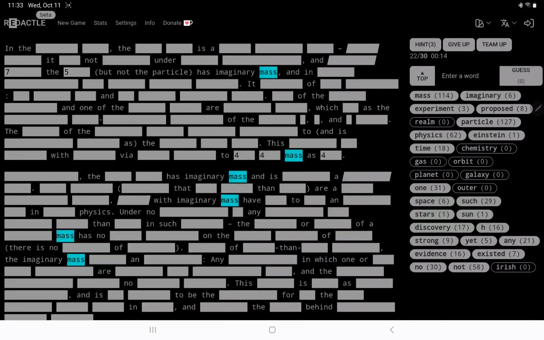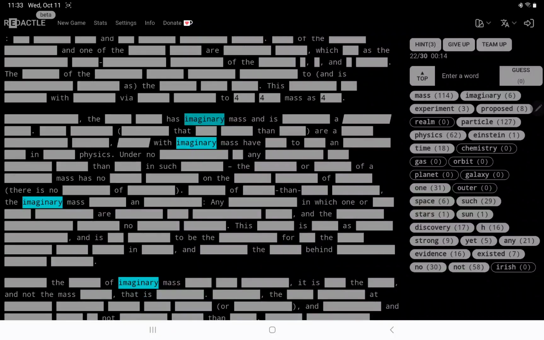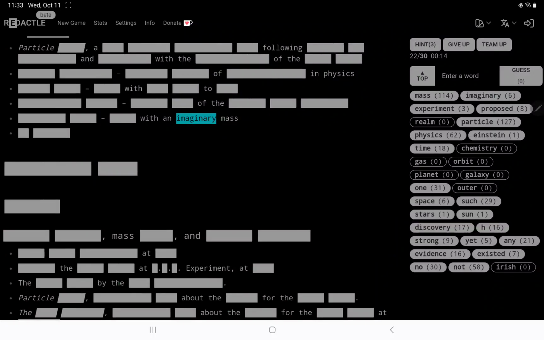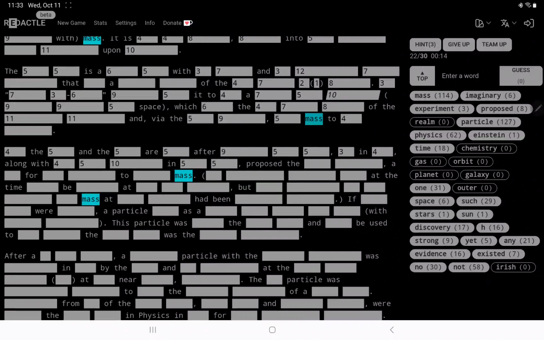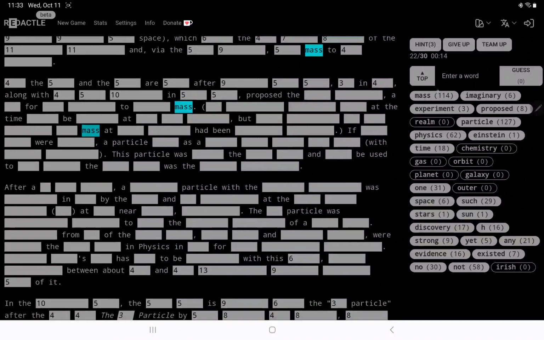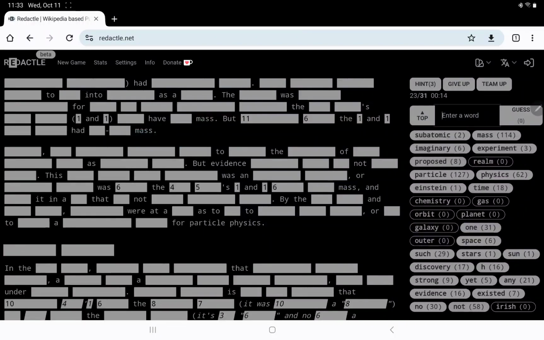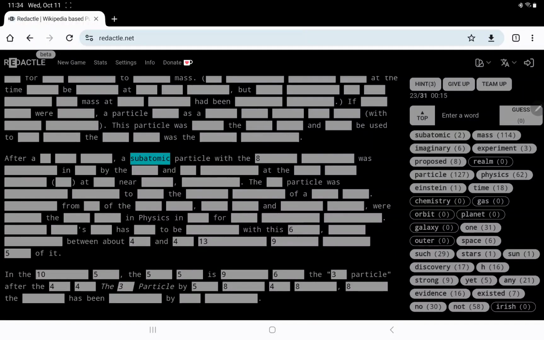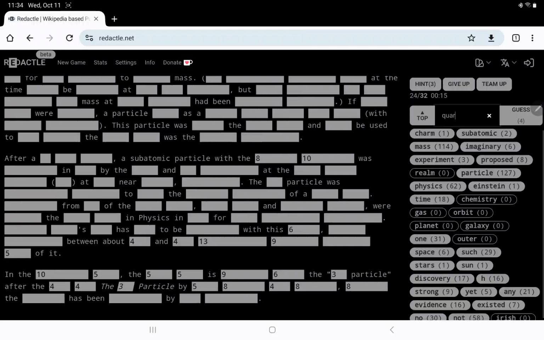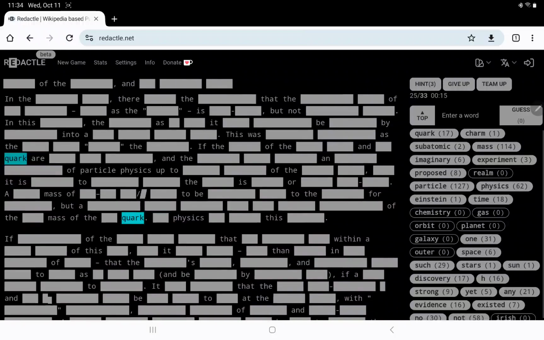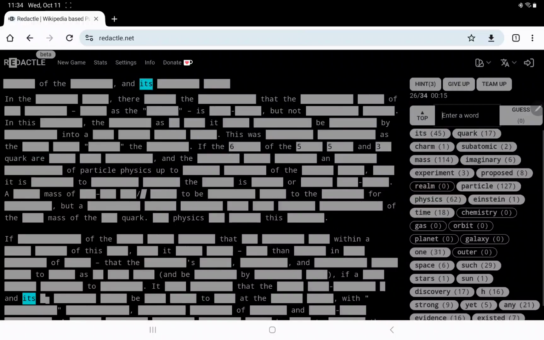What does it mean to say something has imaginary mass? Yeah, all of the imaginaries seem to be this imaginary mass business. But we do have a lot of, oh my goodness, 114 masses. So a particle is a subatomic, right? A subatomic particle. I know there's a charm, quark, 17 quarks. If the something of the something and its quark, well, we do have a lot of its's. Wow, we have so many masses. That is quite amazing.